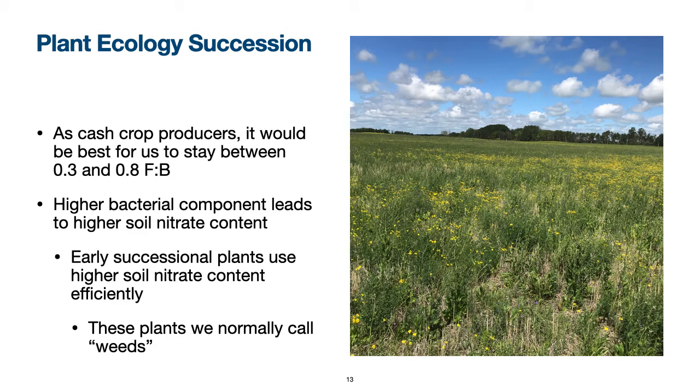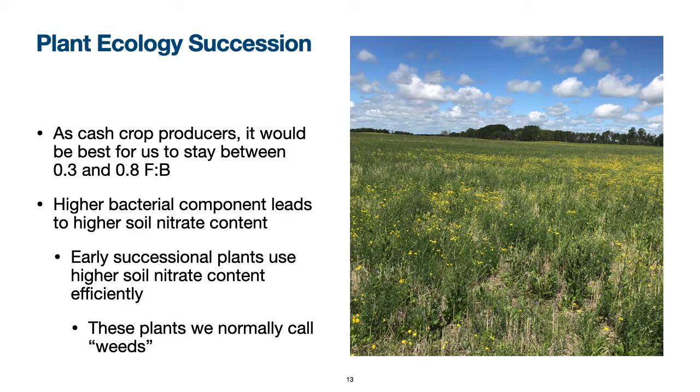So by having a higher fungal to bacteria ratio, the early successional plants that need or utilize the nitrate don't have that nitrate, so they don't show up. And those early successional plants, we call them weeds.